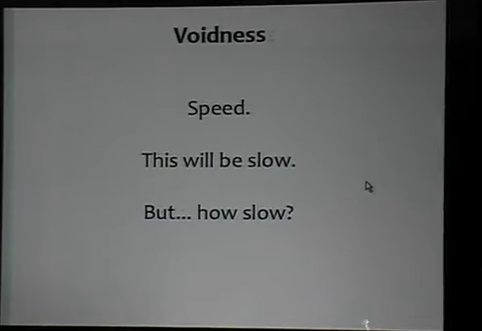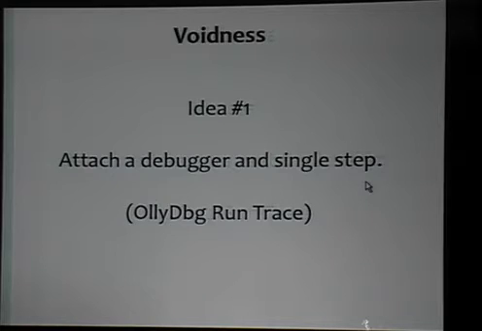So the other question, besides just spitting a bunch of things to disk, is how fast is this going to be? Well, obviously it's going to be slow. It's going to be really slow. But how you do it will dictate how slow it is. Idea number one, the simplest thing you can think of, is to attach a debugger in single step. And that's what a debug run trace will do. Or I guess, I don't know if it still does that. That's the way it used to do it. I think in 2.0 it actually does something a little smarter. But that's not good. You can't run an interactive program like that with any reality.